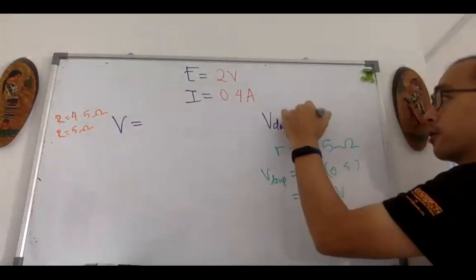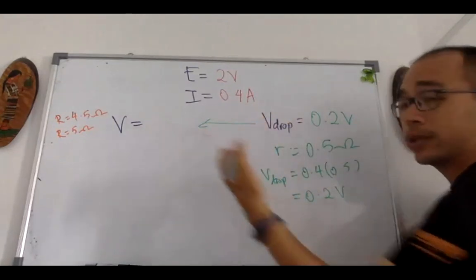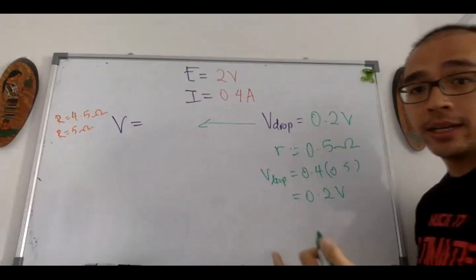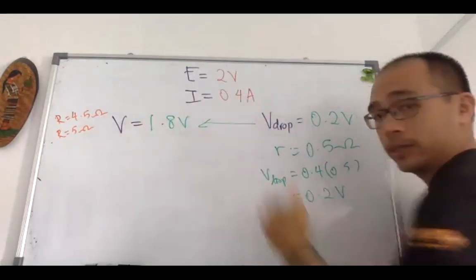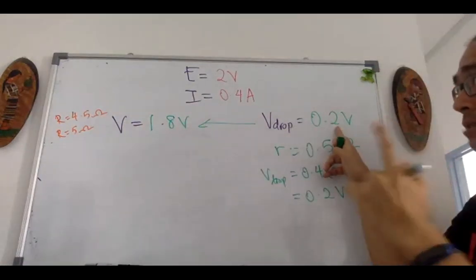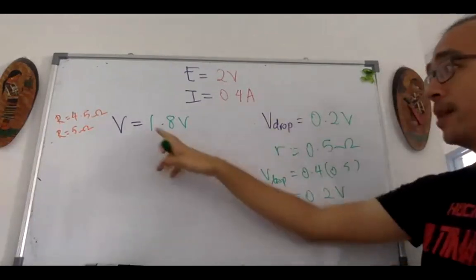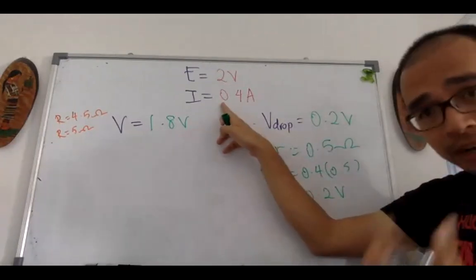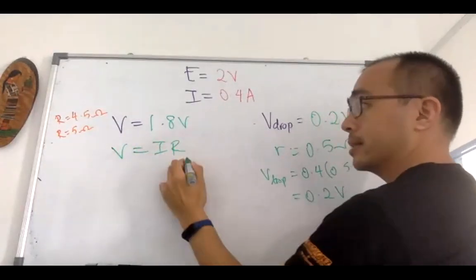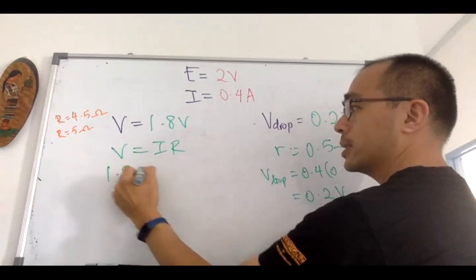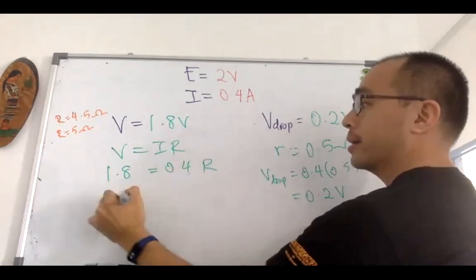0.2 volts. So if my V drop is 0.2 volts, automatically I know what is my voltage across the circuit. 2 minus 0.2 is 1.8 volts, because these two must add up to the EMF. Cannot be more. Now, once I have my 1.8 volts here and I have the current again, I can count my resistor. 1.8 equals 0.4 times R. What is my R?